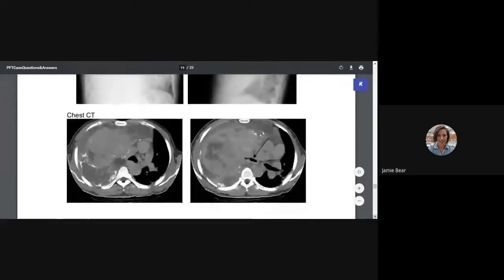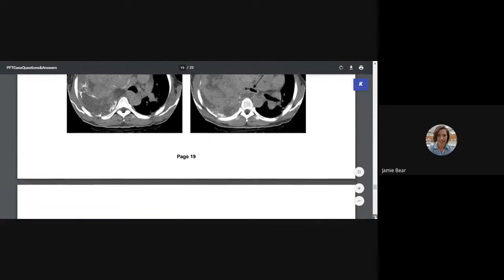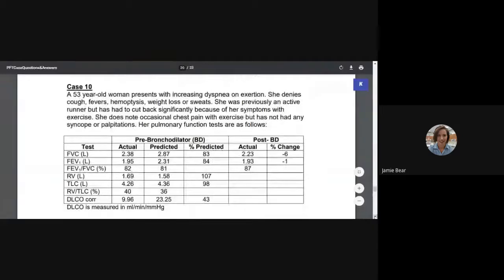And then we look at the imaging of the chest x-ray, and once again, oh my goodness, an extreme mass right here on that right side. So this person's not doing really well.